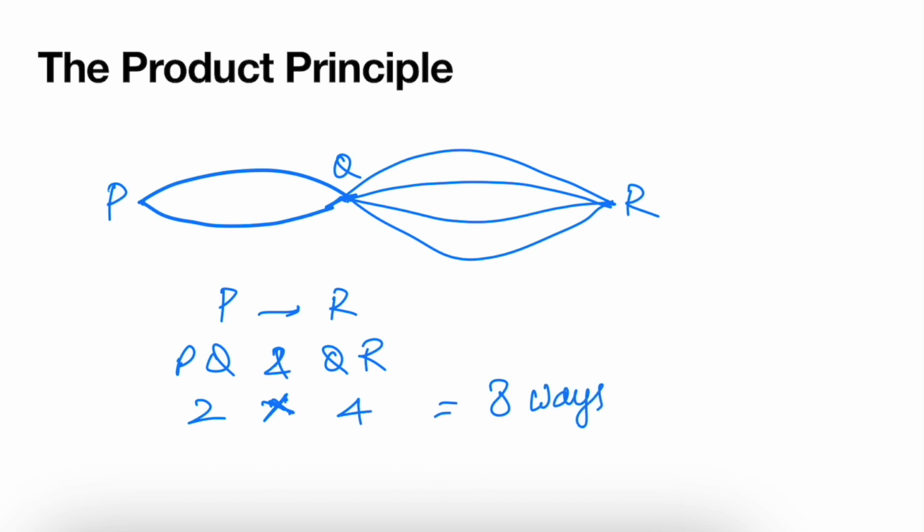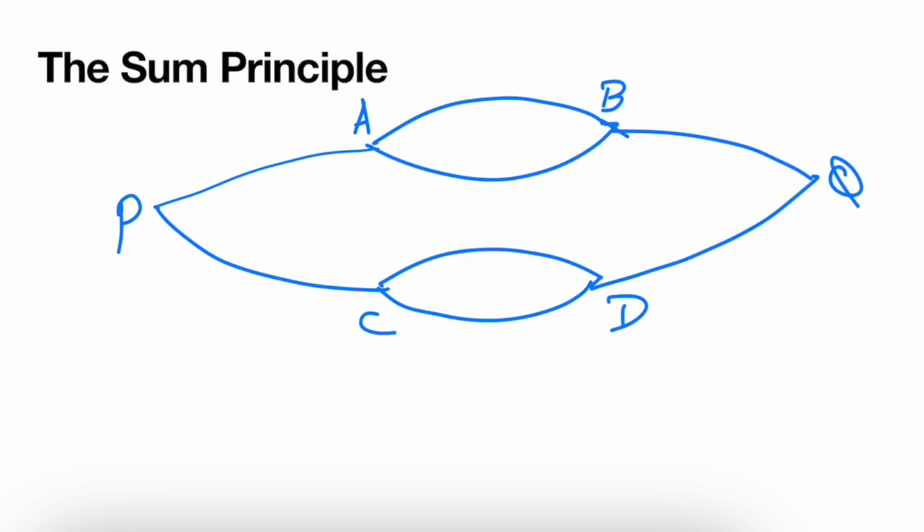You can actually name each of these paths. See that there are only 8 ways totally to reach from P to R. So this is called the product principle. Then we move on to the sum principle.